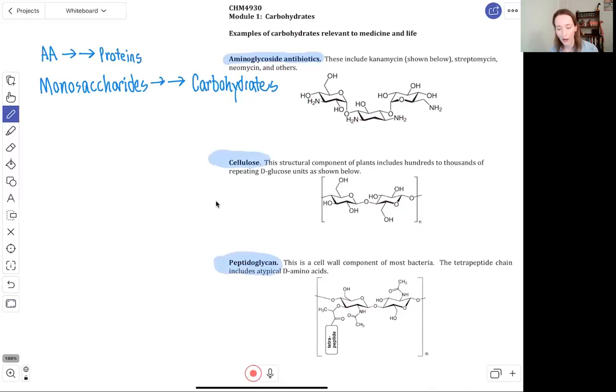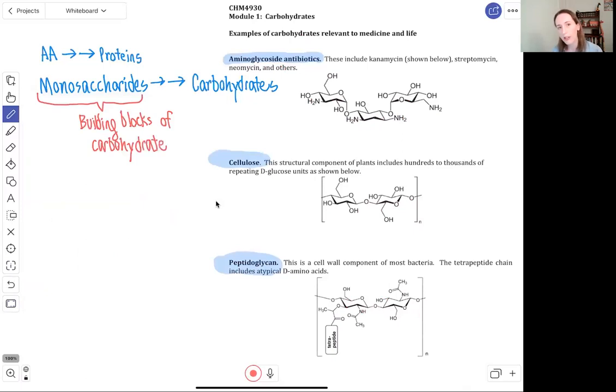So when we think about these building blocks, the individual building block of a carbohydrate being a monosaccharide, these building blocks of carbohydrates are generally much more diverse than the 20 building blocks that make up the proteins.